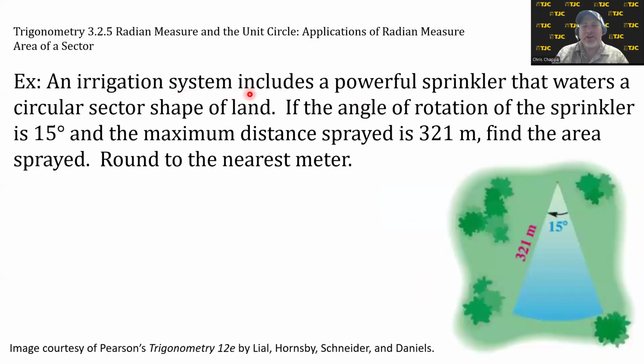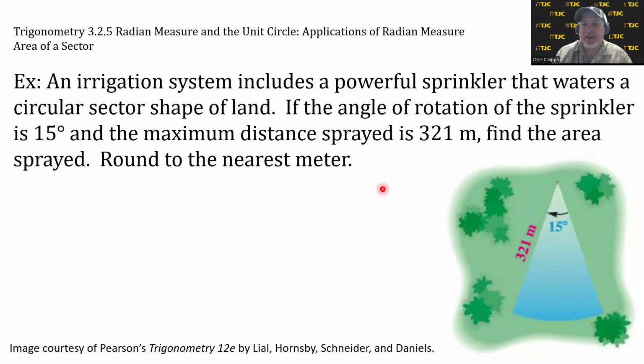For example, an irrigation system includes a powerful sprinkler that goes back and forth and waters a circular sector shape of land. If the angle of rotation of the sprinkler is 15 degrees and the maximum distance sprayed is 321 meters, that's a powerful sprinkler. Find the area sprayed, round to the nearest meter.